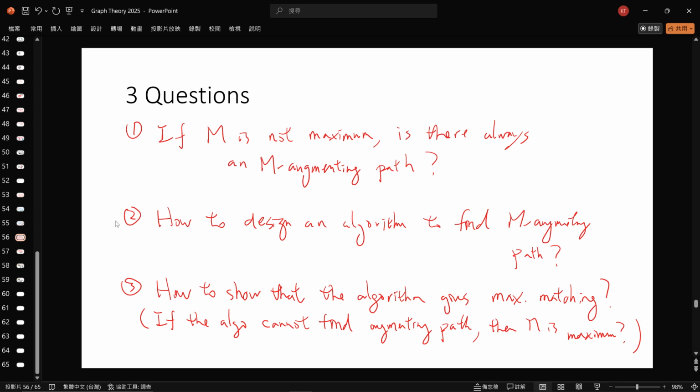All right. So moving on to the second question. Now we want to find an M augmenting path, and we want to have an algorithm.